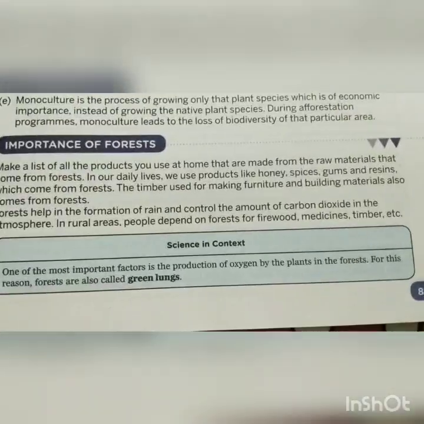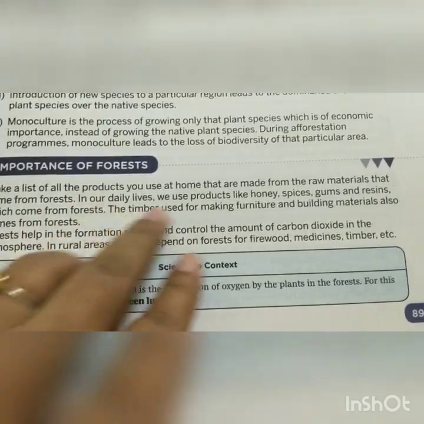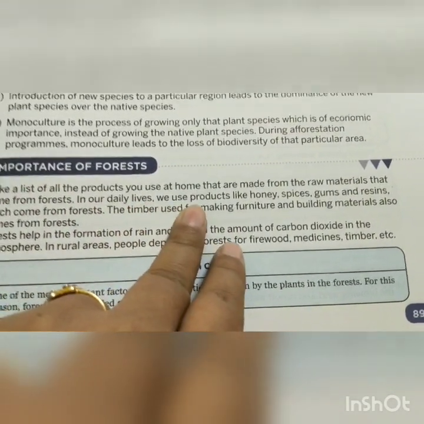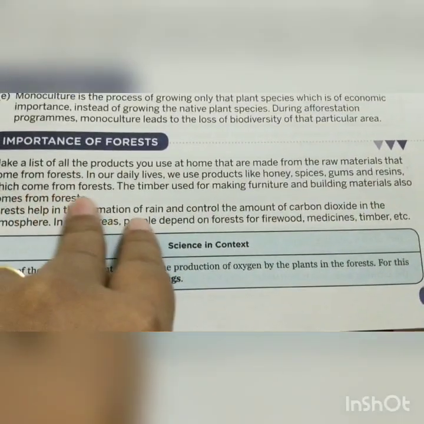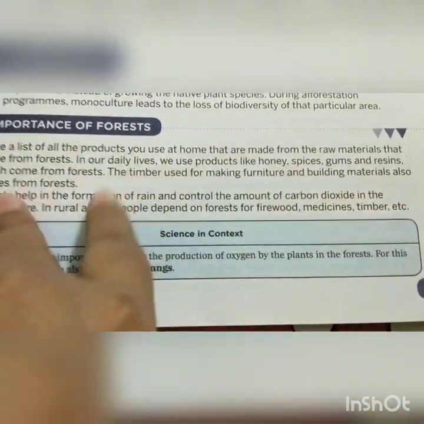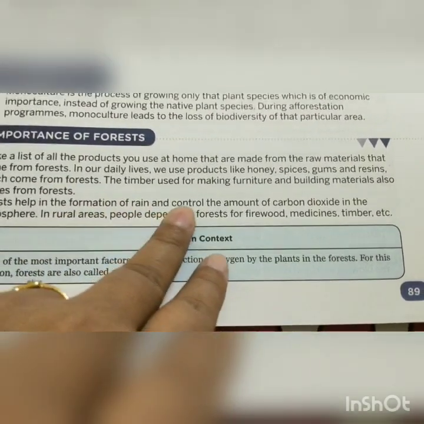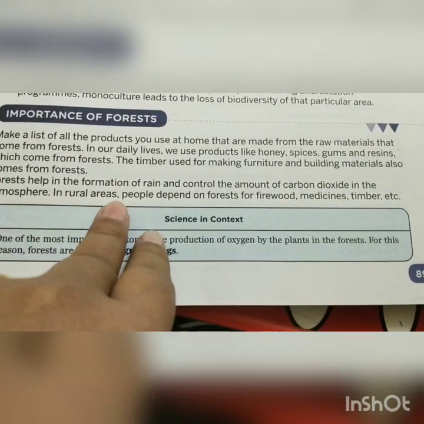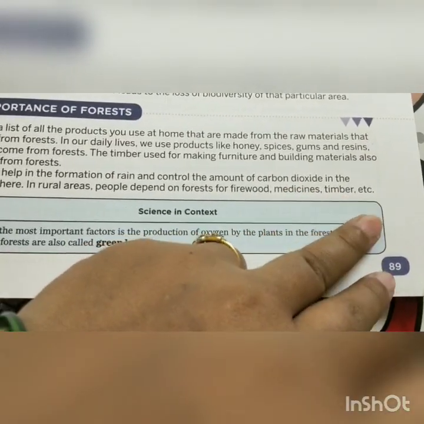Now, what is the importance of forest? Make a list of all the products you see at home that are made from the raw materials that come from forest. In our daily lives, we use products like honey, spices, gums, and resins, which come from forest. The timber used for making furniture and building material also comes from forest. Forests help in the formation of rain and control the amount of carbon dioxide in the atmosphere. In rural areas, people depend on forests for firewood, medicines, timbers, etc.